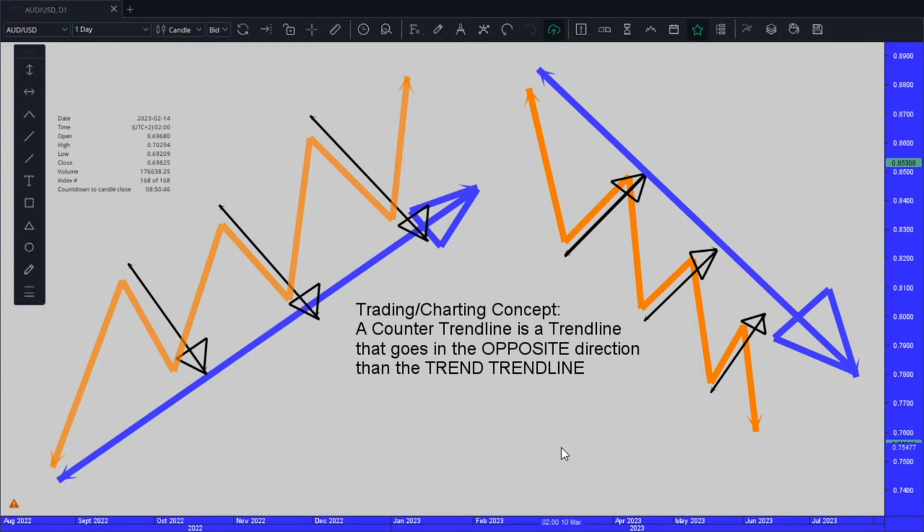Yes, it goes in the opposite direction. So the blue is the trend line. The black are the counter trend lines. Okay, type in the chat when you are done, everybody, so we can move forward. Remember, I have a 15 second delay on the chat from when you start posting that I can see it.